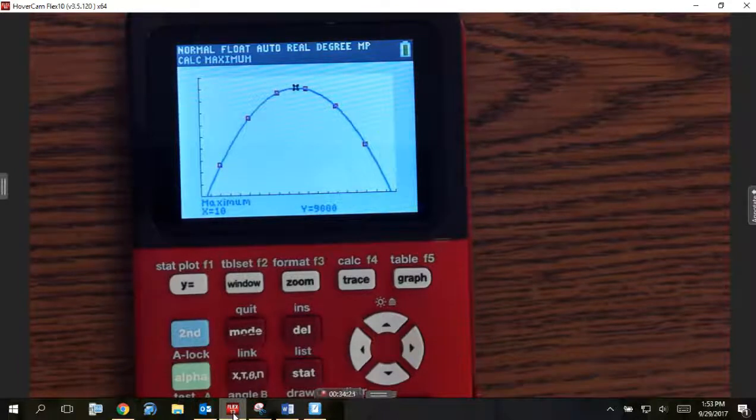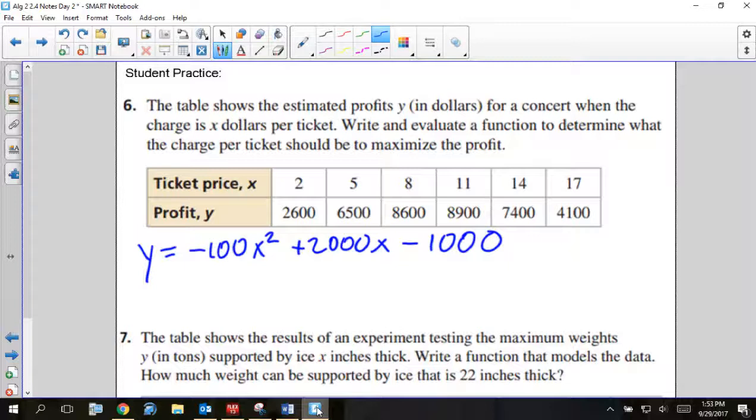Ooh, it is at 10. I guessed right. It doesn't matter if you guess right, but. So my maximum is 10. What does 10 mean for the question? X is 10. What does that mean? X is 10. What's X represent? Sure. Ticket price. So what should I do? I should charge $10 per ticket to maximize my profit.